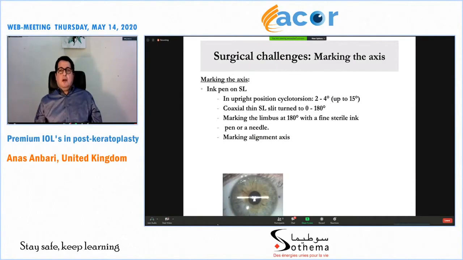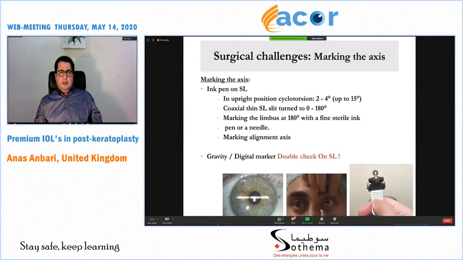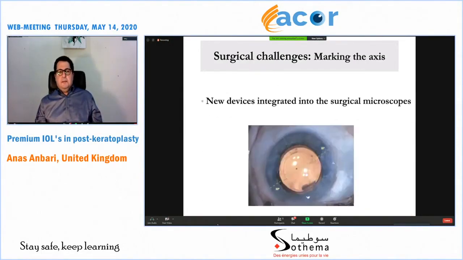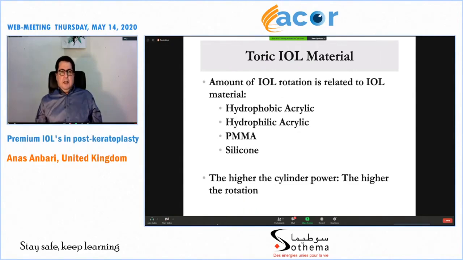Now, is marking the axis different in post-keratoplasty? No, it's just the same as in any other eye. And the sources of errors are the same. However, we can always make our life easier by using the new devices integrated into the surgical microscopes. Any relation between IOL material and rotation? Yes, indeed. The hydrophobic acrylic IOL tends to rotate the least. The hydrophilic rotates more, the PMMA rotates even more, and the silicone much further. Remember that the higher the cylinder power, the higher the rotation.